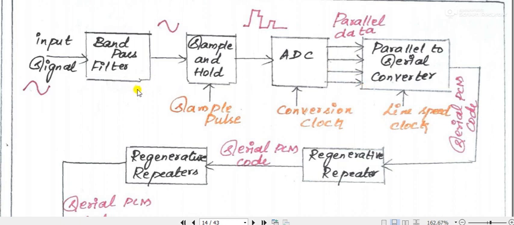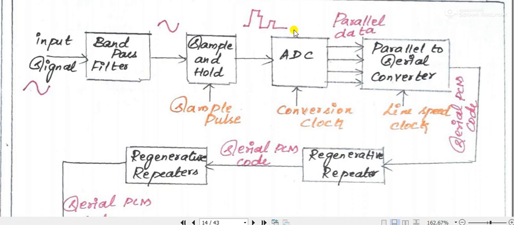The band pass filter limits the frequency of the analog signal to the standard voice band of frequency range 300 Hz to 3000 Hz. The sample and hold circuit periodically samples the analog input signal and converts those samples to a multi-level PAM. So the main function of the sample and hold circuit is to convert the analog signal into a multi-level PAM signal.